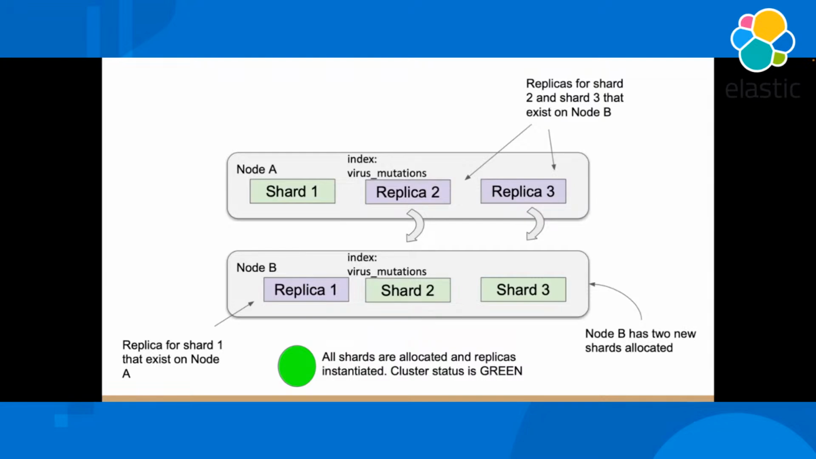That is the reason why, as you can see, shard 1 and replica 1 are on different nodes. That means if for whatever reason node A goes away, you still have the shard 1 data. It's exactly the same copy, but you're duplicating the data on a different node. Same thing with shard 2 and shard 3's replicas. They are on node A as replica 2 and replica 3.